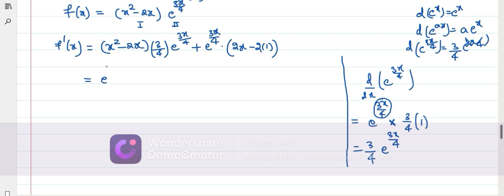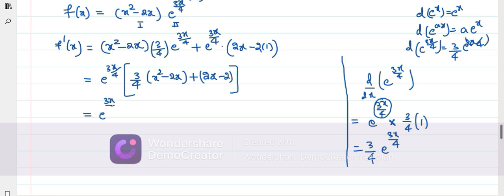I can take e power 3x by 4 common. So what are the remaining things? It is 3 by 4 into x square minus 2x plus 2x minus 2. So this is equal to, so e power... okay, simplification. So 3x by 4 into, let me multiply this 3 by 4. What happens? It is 3x square by 4 minus 3 2s are 6, 6x by 4 plus 2x minus 2.